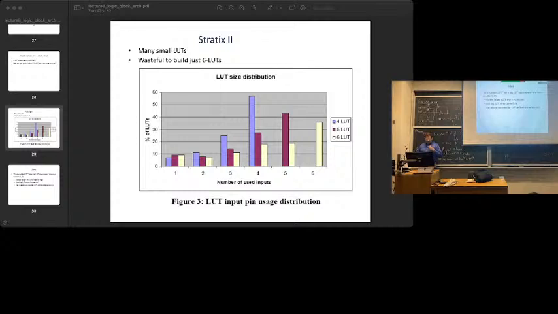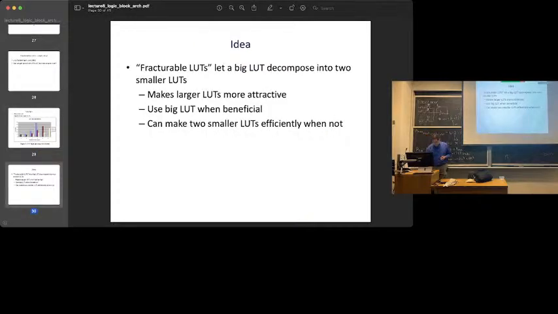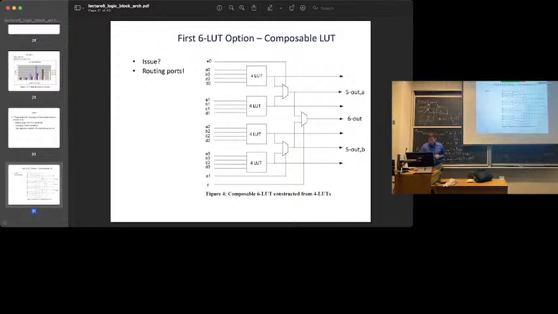So that was the idea. In theory, you could decompose a big LUT into a bunch of little LUTs, but what fracturable LUTs try to do is decompose a big LUT, when it's helpful, into 2 smaller LUTs. Okay, so this is the first option that the paper looks at, which they call a composable LUT. The key insight is that big lookup tables have little lookup tables inside them. It's kind of like a fractal structure.